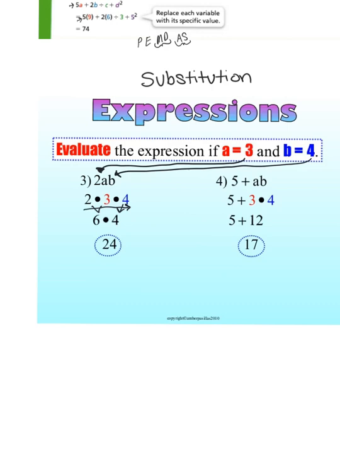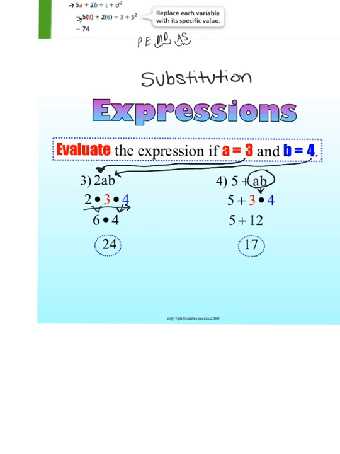Looking at the next problem, you're going to do the exact same thing. What they did was they input the numbers for the variables. Remember, whenever you have two variables or a coefficient and a variable, this means multiplication. So they simply input the numbers and wrote the multiplication symbol.